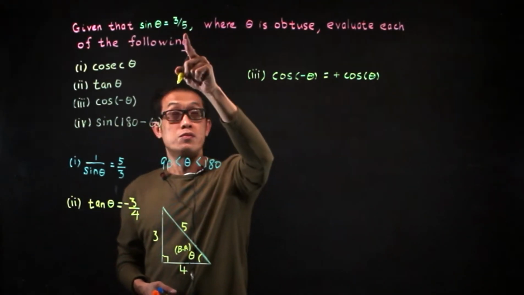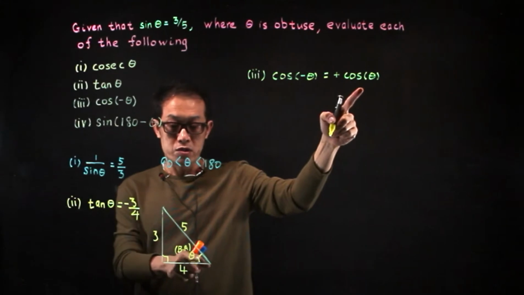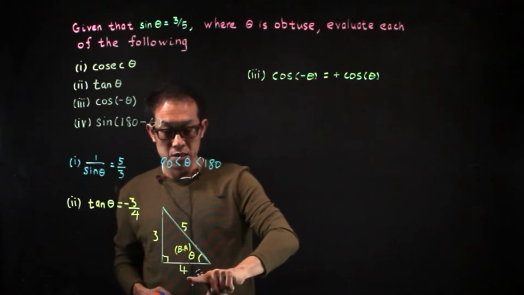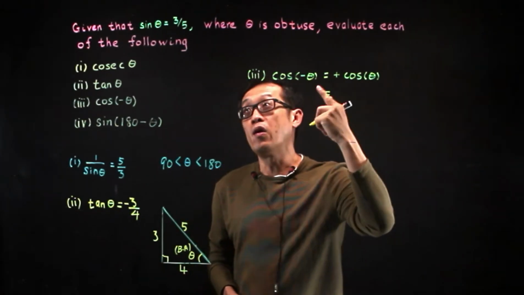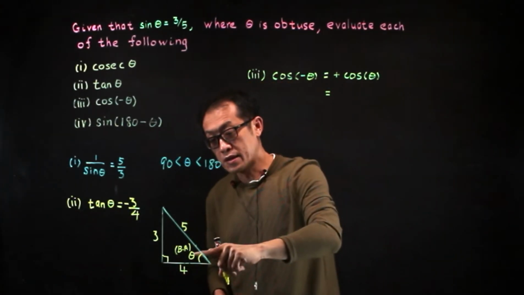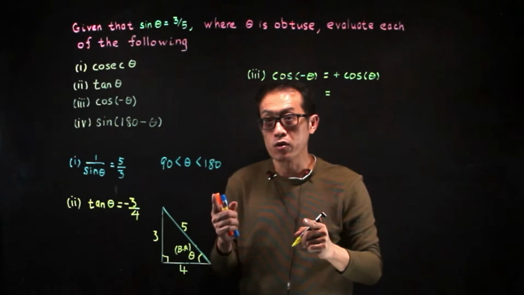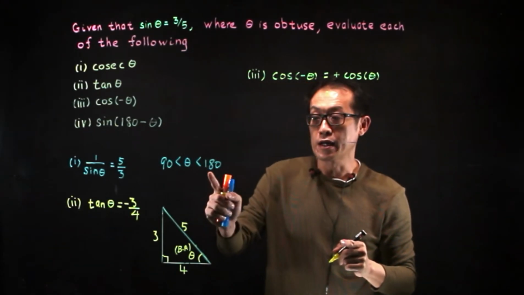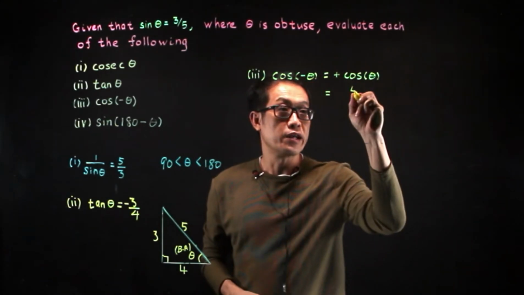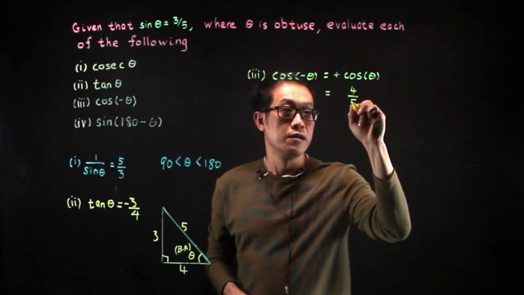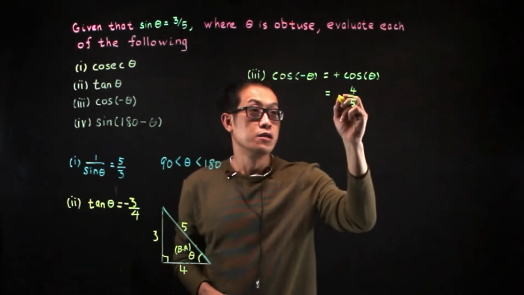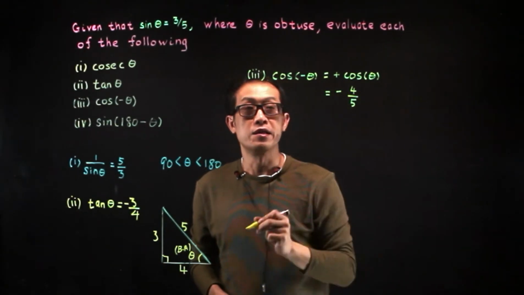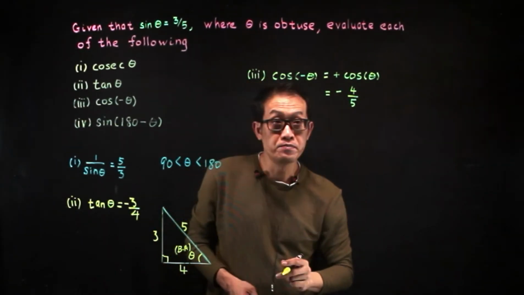So we are looking for cos theta. So cos theta is 4 over 5. Now, 4 over 5. But theta is actually in the second quadrant. It is between 90 and 180. So numerically it's 4 over 5, but theta is in the second quadrant, so this is negative. Okay.